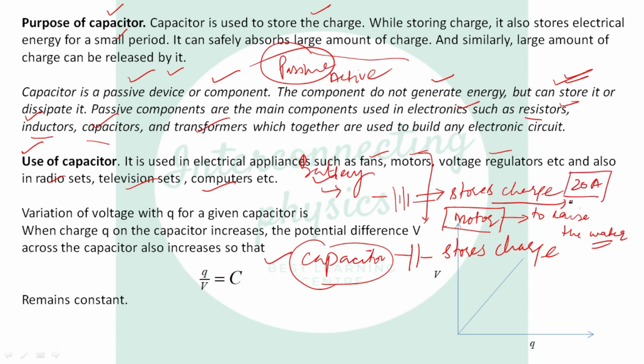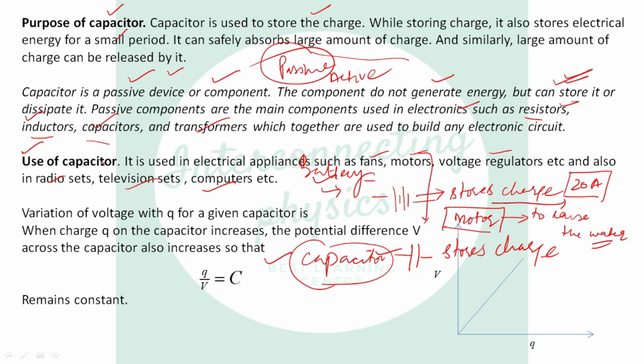Then that much charge will only come from a capacitor. If we want to start a fan, then the charges are at static position. If we want to start a fan at once, then a capacitor is used, because a capacitor will give a huge amount of charge at once, but a battery will give a very small amount of charge slowly.